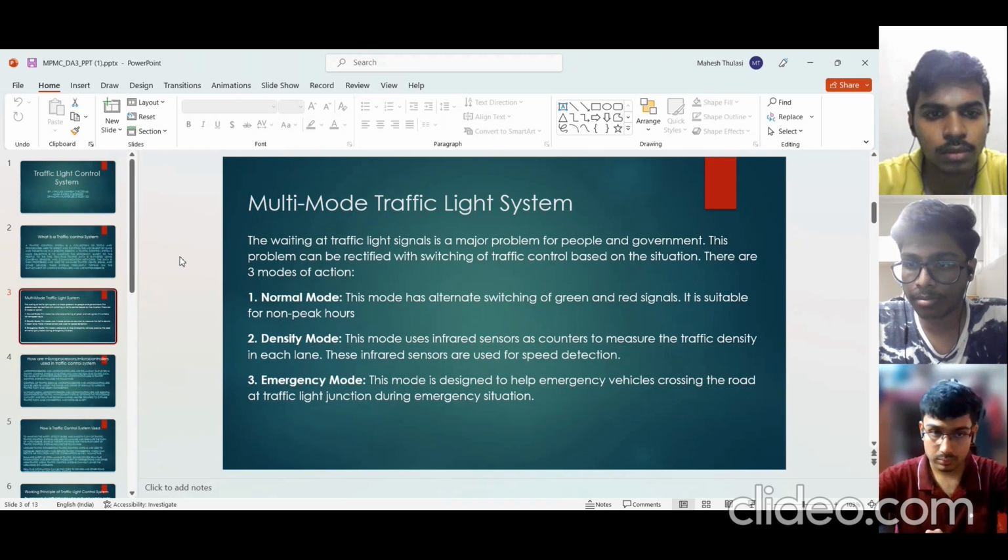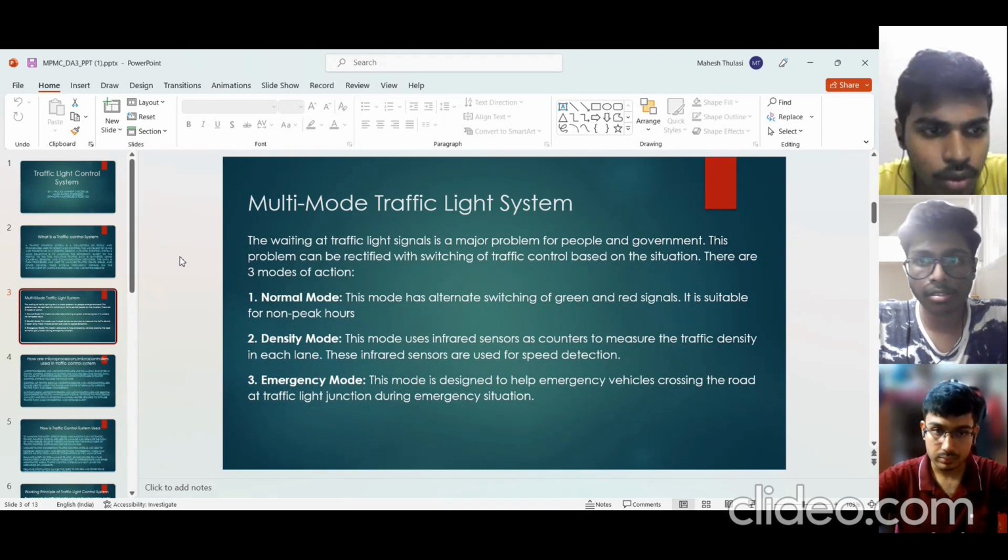Can you move to next page? Yeah, I have moved to next page.